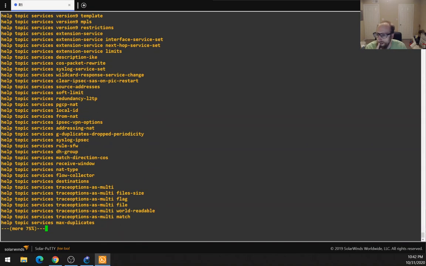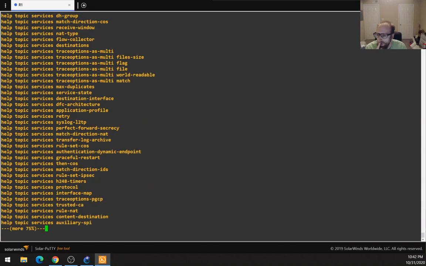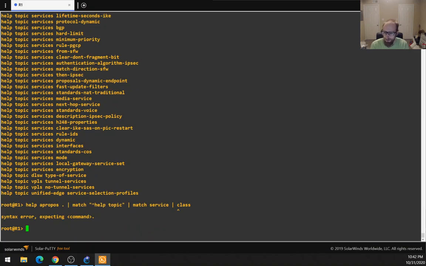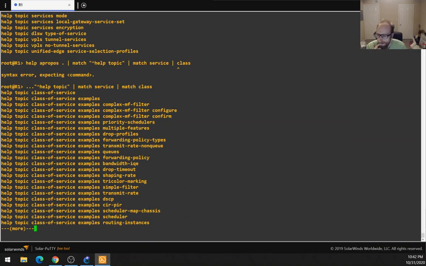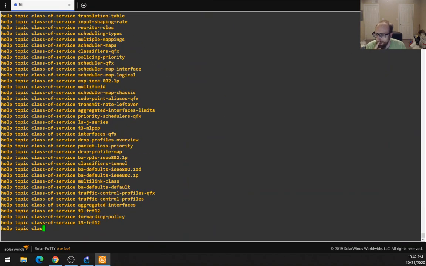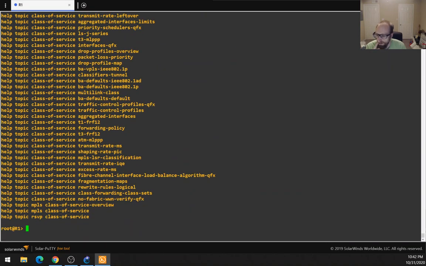Definitely a good idea to get a good sense of what's in help apropos, because that's what I get on the test if I get stuck. Got to be sure to use it and to use trace options as well. Absolutely going to be essential. Okay, yeah, so class of service is the correct thing to match if I want to see relevant stuff.